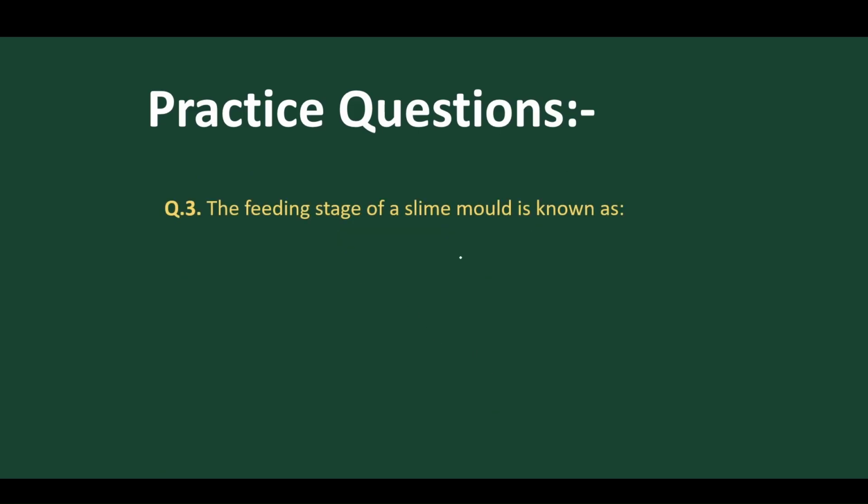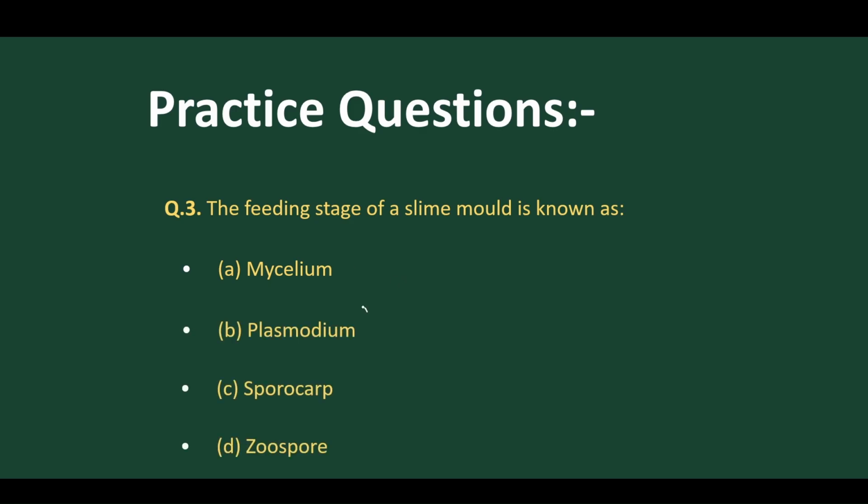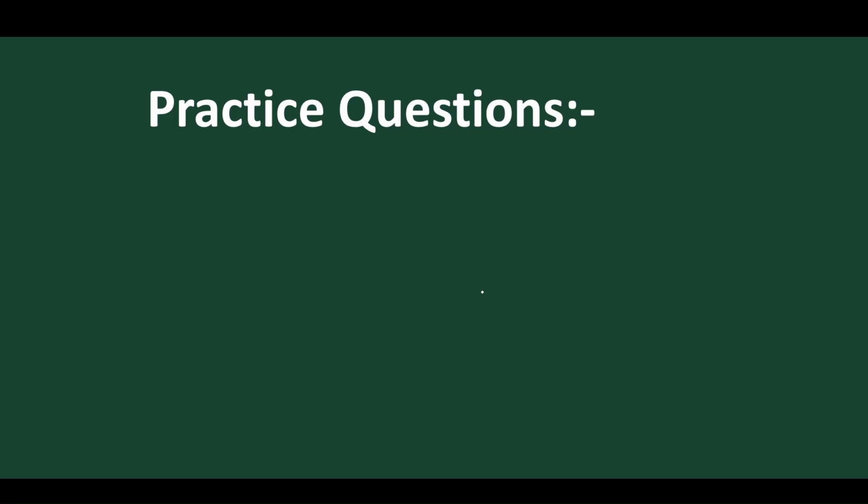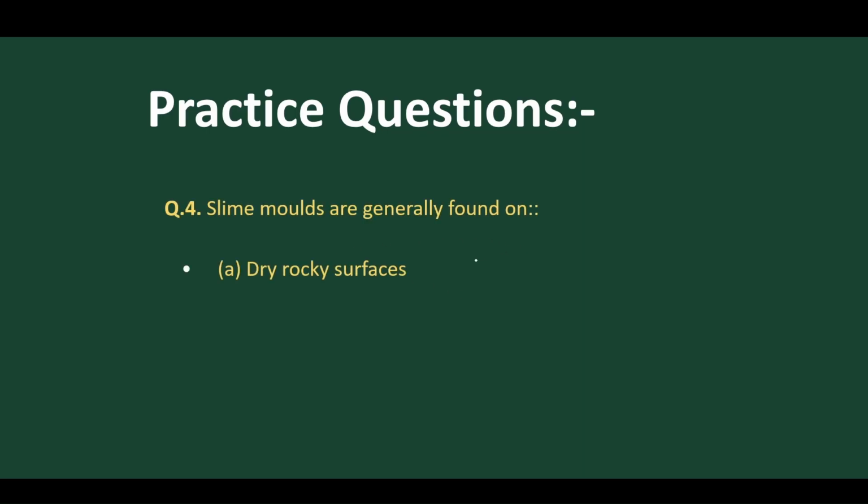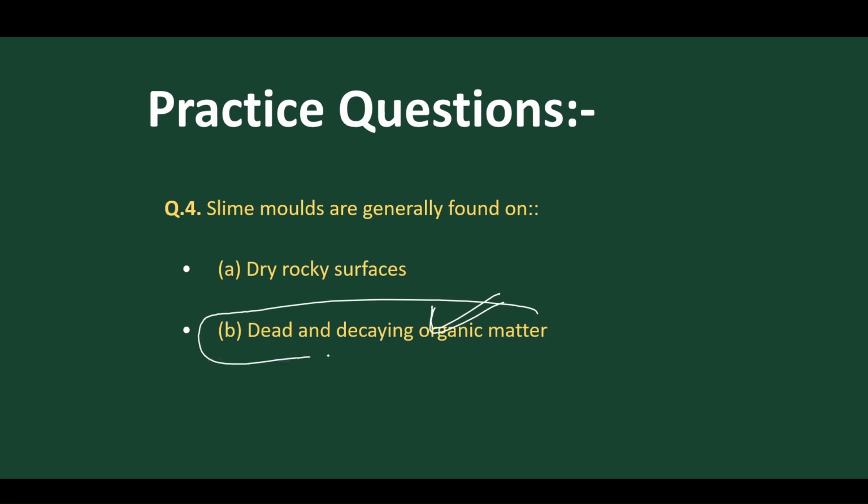The third question: the feeding stage of slime molds is known as mycelium? No. Plasmodium? Yes. Sporocarp? No. It is the plasmodium, because they engulf the matter. The feeding stage is the plasmodium. Slime molds are generally found on dry rocks, or dead and decaying organic matter? Yes, they are mostly found in dead and decaying organic matter.